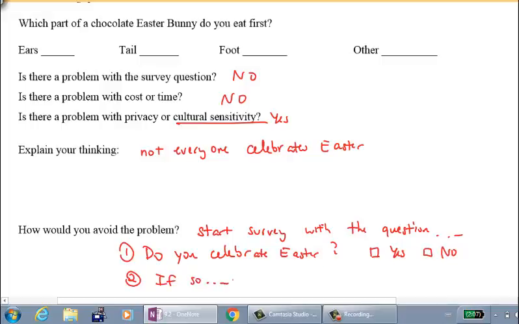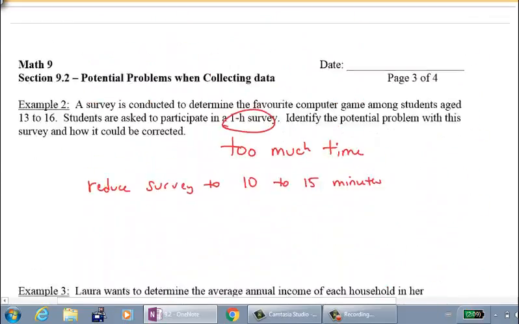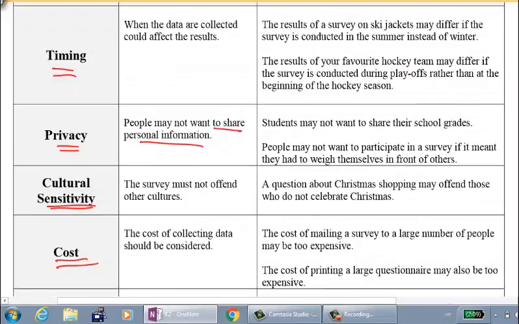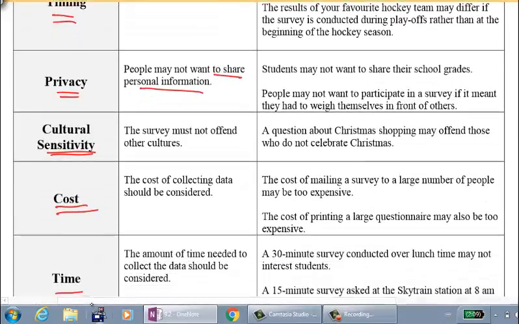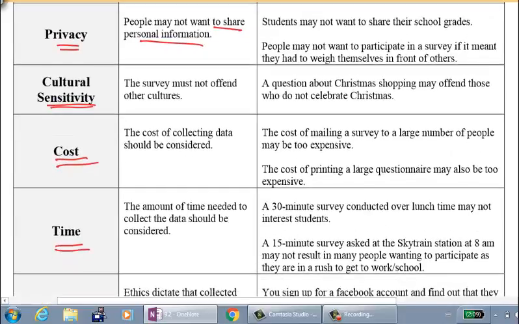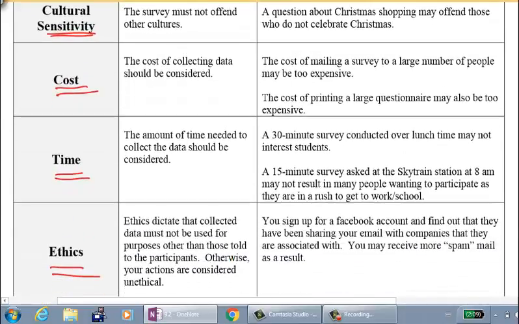Alright? So I hope this gives you a sample of what type of problems you could encounter. When you do your project, you're going to have to come up with your own questions, and you need to be aware of these potential problems of timing, of privacy, these ones here, right? Timing, privacy, cultural sensitivity, costs, the time of doing the actual survey, and also ethics, and of course the use of language.